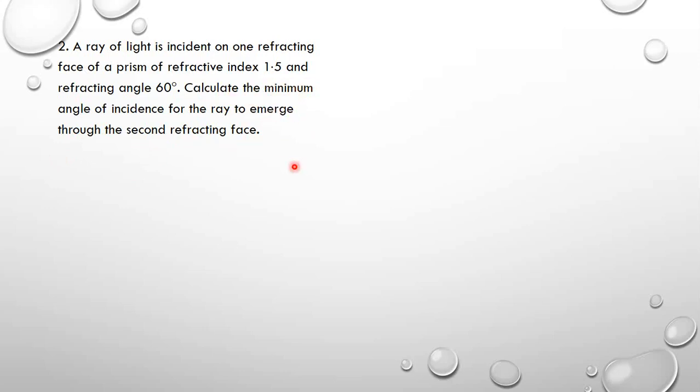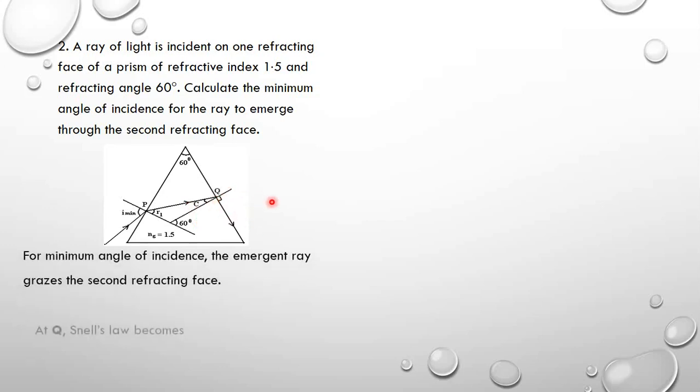So if it is a minimum angle, then the ray must be grazing the second interface in order for us to have the minimum angle of incidence. The ray must be grazing the second interface. So we shall have this. And so here we have the refractive index of glass this time round, and the refractive index of air, which is 1, and this is 90. So we can get C by applying Snell's law at Q.